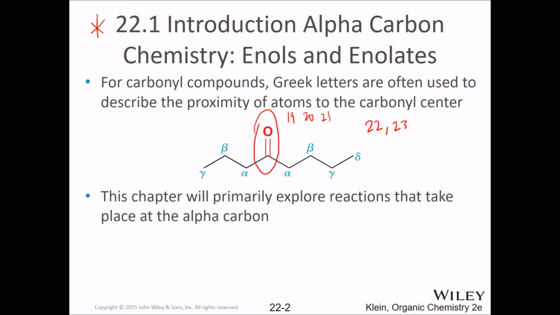So for carbonyl compounds, let me tell you a little bit about this first of all. Greek letters are often used to describe the proximity of atoms to the carbonyl center. In other words, how close they are, right? That's what proximity means. So the alpha carbon is 1 carbon away from the carbonyl carbon. The beta is 2 carbons away. The gamma is 3 carbons away. So this chapter, I think, is entirely dedicated to the alpha carbons. Okay? Yeah, that's what it says here, right? This chapter will primarily explore reactions that take place at the alpha carbon.